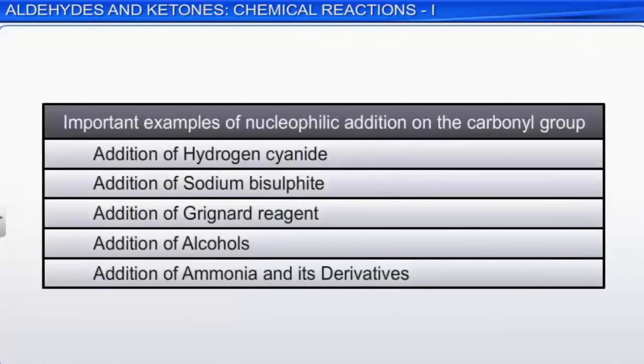Now let us look at some important examples of nucleophilic addition on the carbonyl group. These include addition of hydrogen cyanide, addition of sodium bisulfite, addition of Grignard reagent, addition of alcohols, addition of ammonia and its derivatives.